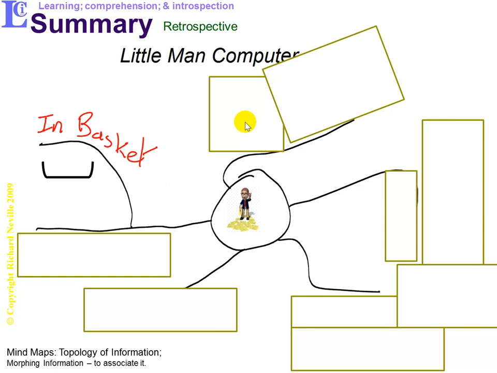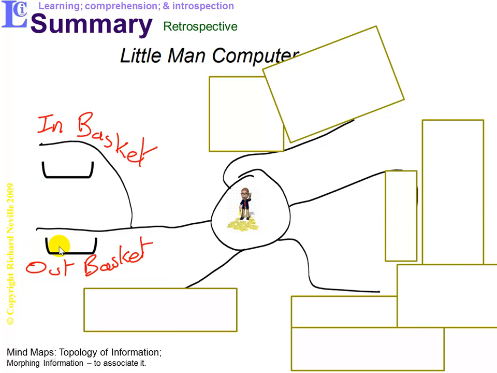Well, we need to get information into the little man walled room, and we do this with an in basket. Pictorially, visually, this, textually, is called an in basket. Now, the out basket is where the little man places the information for the external entity to remove it. Pictorially, it's this shape, and it's called an out basket.